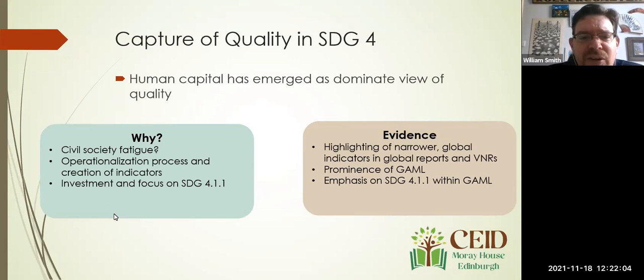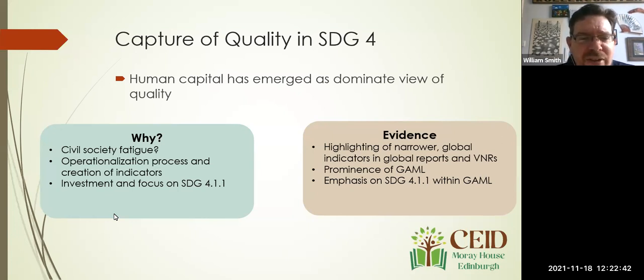The second reason why human capital might have emerged as the dominant view of quality is through the operationalization process in the creation of indicators. So as we quantify the participation, that diverse participation ended up shrinking to really UIS and 27 national statistical offices creating indicators. And a lot of individuals, including Kenneth King, have done a good job of recognizing that there's a huge disparity between the optimism of the targets and the narrow focus of the indicators.